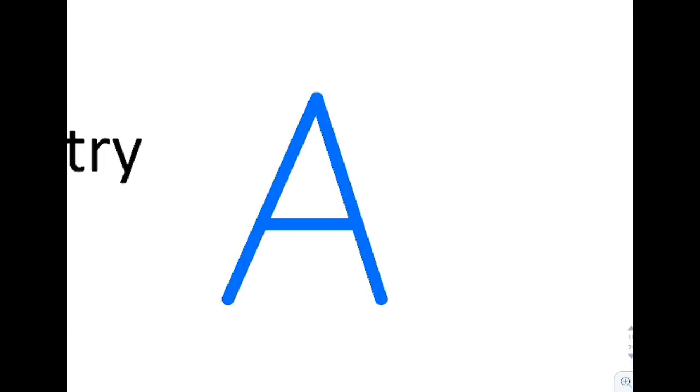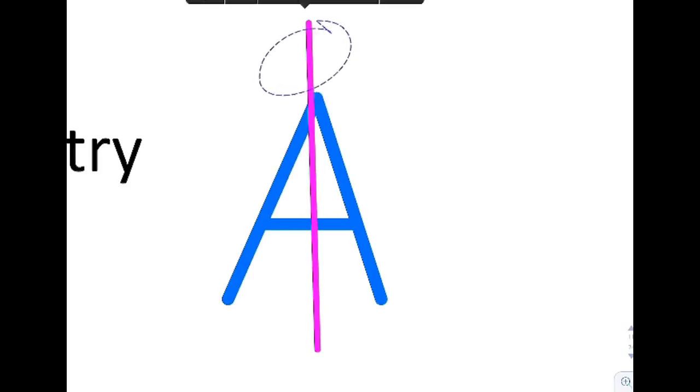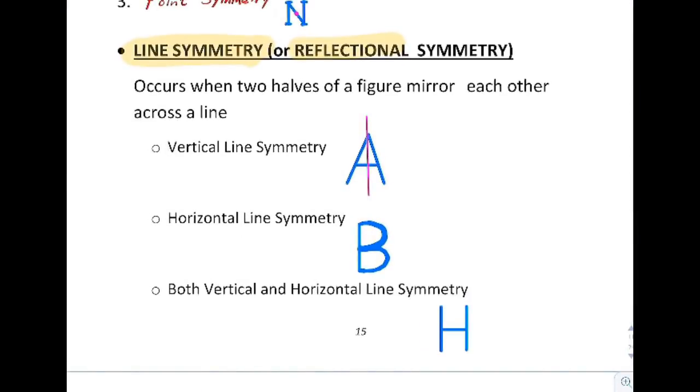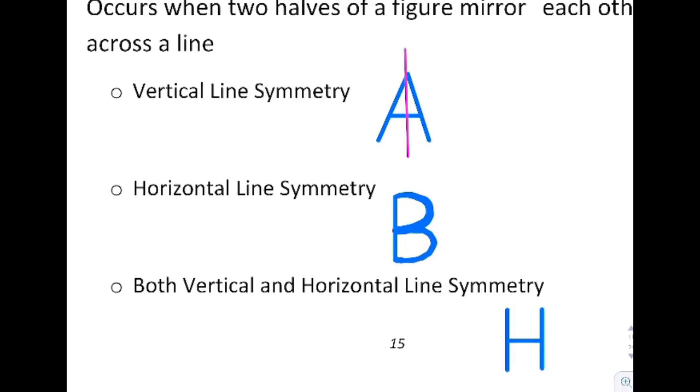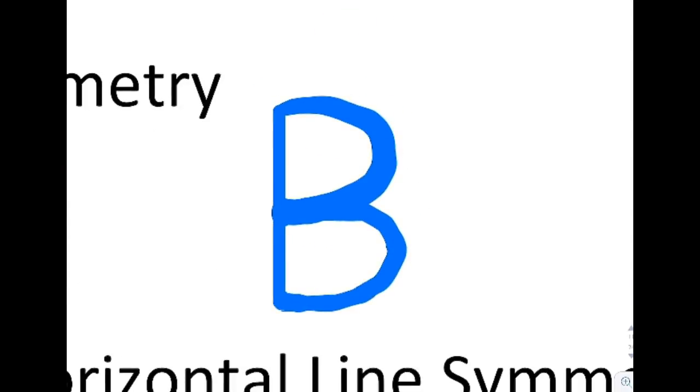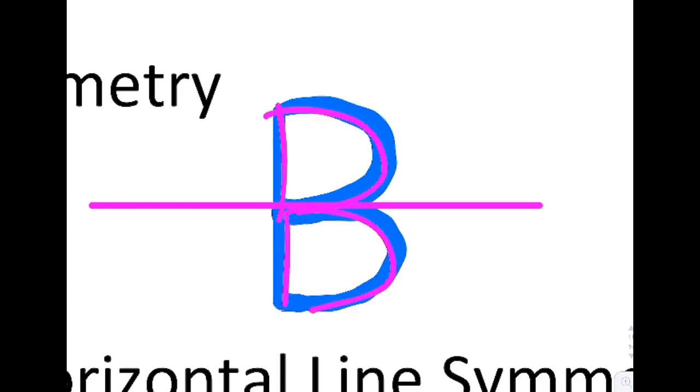So you could have vertical line symmetry, such as the letter A. If I drew a vertical line down the middle, if drawn perfectly, that would be an example of line symmetry that's vertical. The letter B is an example of horizontal line symmetry, because if I drew a line this way and folded it on that line, the bottom of the B, if the B was perfectly symmetrical, would fold up or down right onto itself. So it almost looked like two letter Ds on top of each other. And when they fold onto one another through a horizontal line.